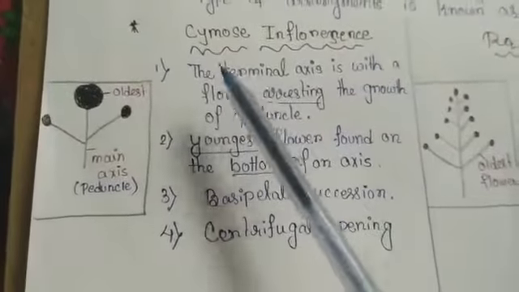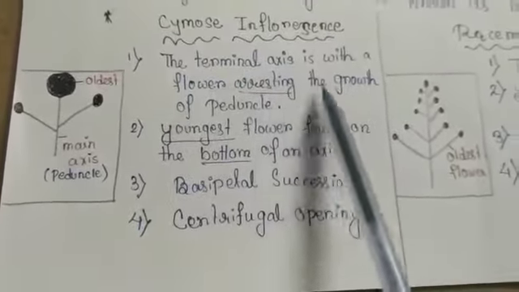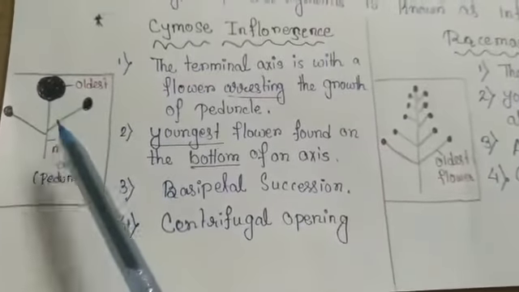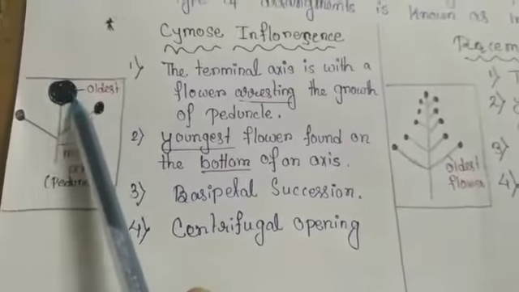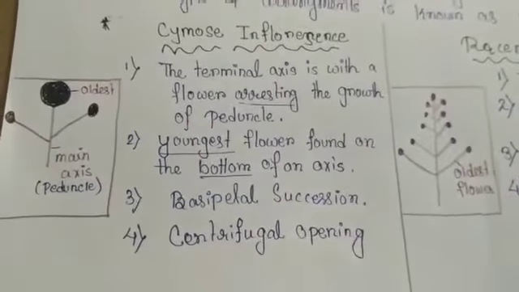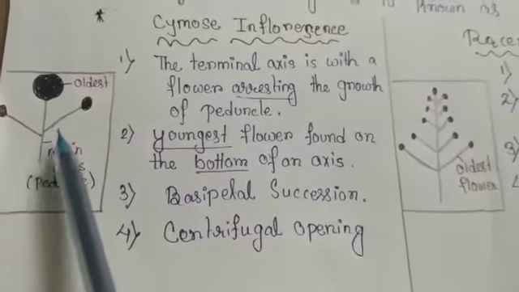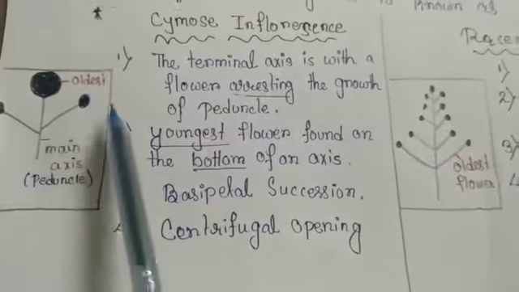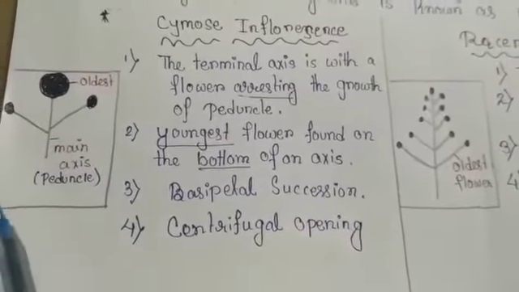Now we are going to learn about cymose inflorescence. The first point: the terminal axis ends with a flower, arresting the growth of the peduncle. What does that mean? The growth is limited, limited by the oldest flower. Point number 2: the youngest flower is found at the bottom of the axis. Here you can see the oldest flower remains at the tip of the plant, whereas the youngest flower remains at the bottom of the axis.